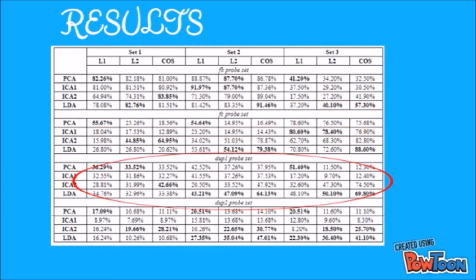From the DUP1 probe set result, most of the results show that the LDA plus COS combination has the highest recognition rate among all combinations. For the DUP2 probe set result, all the results also show that the LDA plus COS combination is the best, with the highest recognition rate. From the DUP2 probe set result, there is also a worst combination, which is the ICA1 combination.